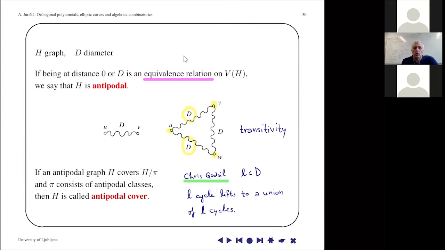For example, Chris Godsil mentioned that if L is smaller than D, the diameter, then when you try to lift a cycle that is shorter than D, it has to lift to a union of cycles. So, for example, triangles lift to triangles. So not just locally in the topological sense, but also in the graph theoretical sense, the neighborhood graph is also preserved. If the diameter is at least 4, for example, then triangles already lift to triangles.